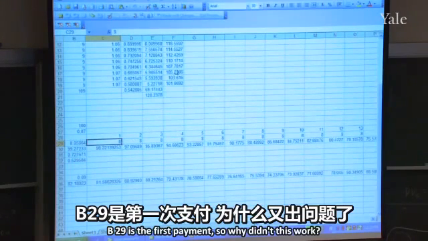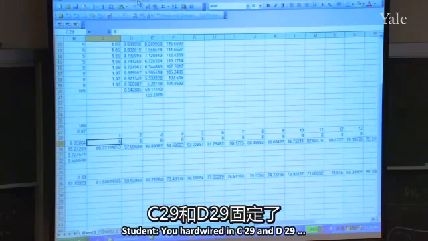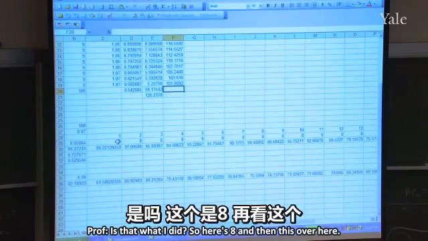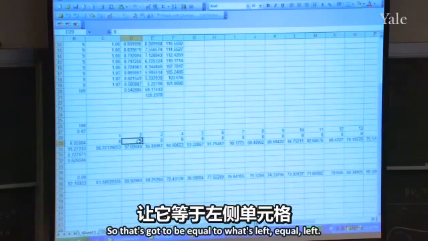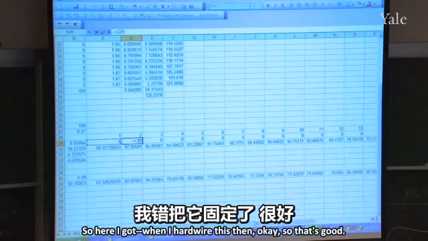B29 is the first payment, so why didn't this work? You hardwired in C29 and D29. Is that what I did? Okay, so here's 8. That's the thing. And then this, here, I hardwired that in. So I didn't want to do that. So that's got to be equal to what's left. Equal left. Okay, so here I'm going to hardwire this, and okay, so that's good.